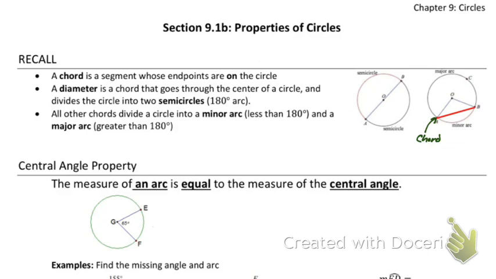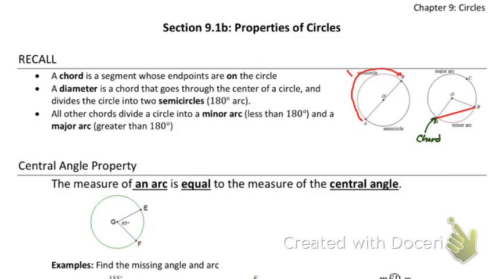The next thing we talked about is a diameter. A diameter is a very specific chord. A diameter is a chord that cuts your circle in half. It cuts it into two semicircles that have a 180-degree arc. That's going to be important today, knowing that the arc cut by a diameter is 180 degrees.